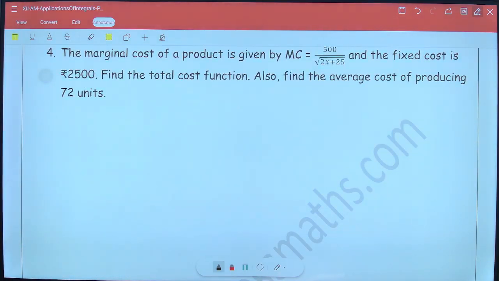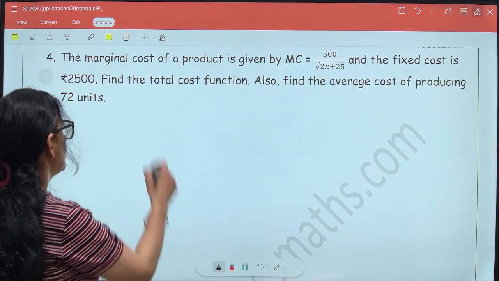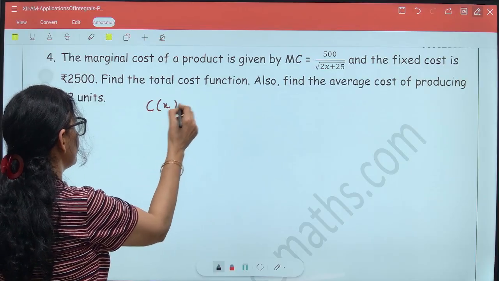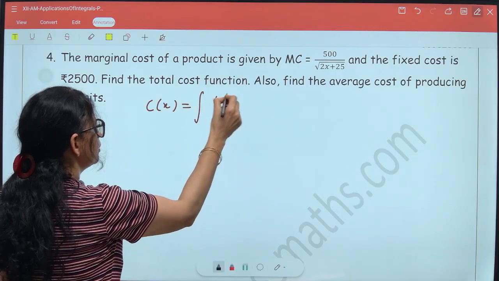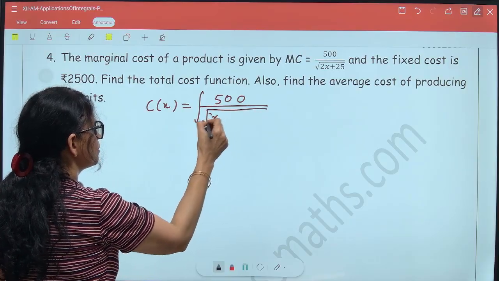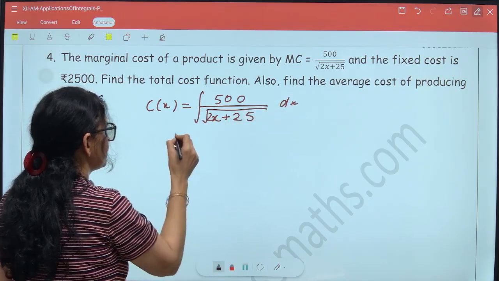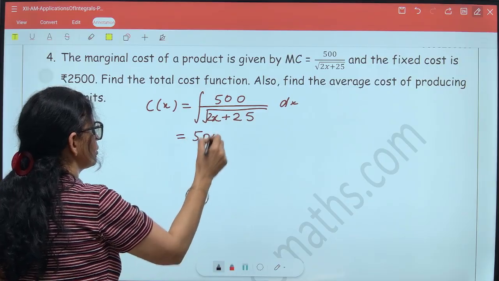The marginal cost of a product is given by 500 upon square root of 2x plus 25, and fixed cost is rupees 2,500. Find the total cost function. Also find the average cost of producing 72 units. So let's first find the cost function by integrating the marginal cost function. This is the marginal cost function that is given to you. So let's first integrate this. Keep the constant aside.